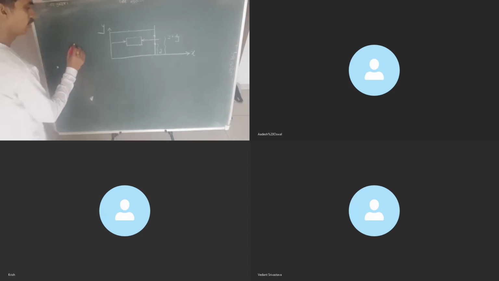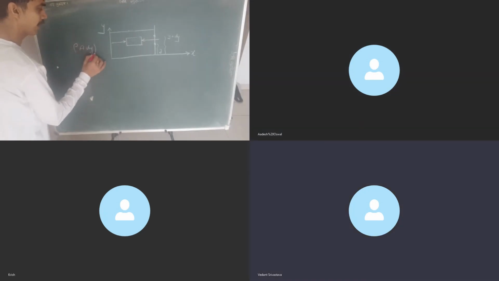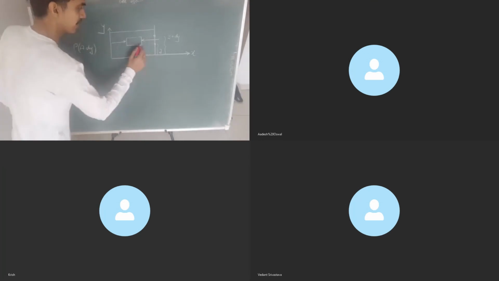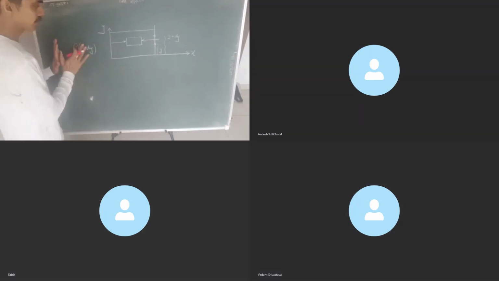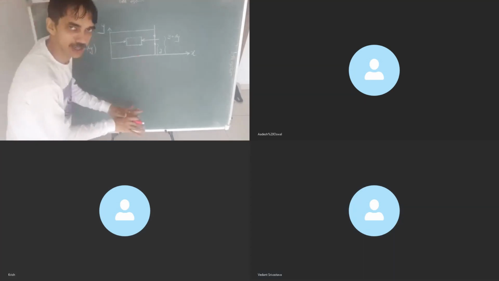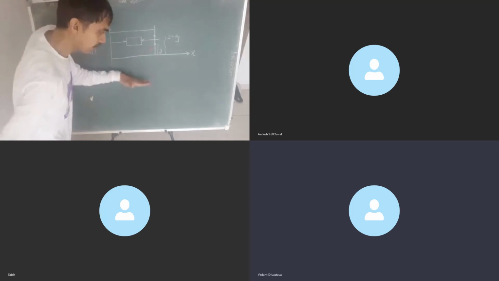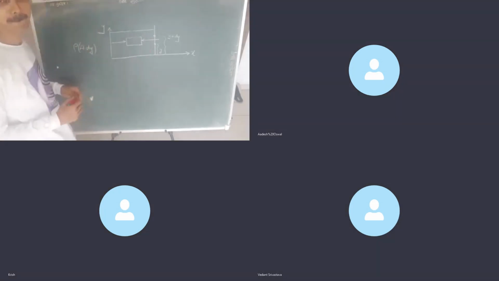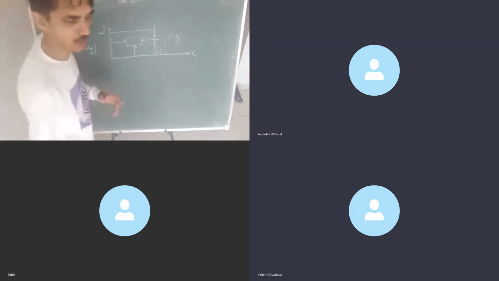What will be the weight of it? Rho A dy, where A is the area of cross section and A dy will be the volume. So this is the weight, and it is acting in the downward direction. It is pushing the water below down. The water below will apply force on it in which direction? Upward direction, agreed? One force is upward.